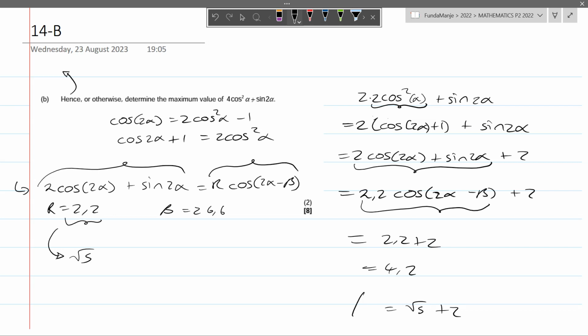but if you're looking for a more precise answer, you would have root 5 plus 2 as your answer, but this also would suffice as an answer if what you did in the previous step was getting R as 2.2. If you got R as root 5, which is again approximately the same, then you would write this as your answer.